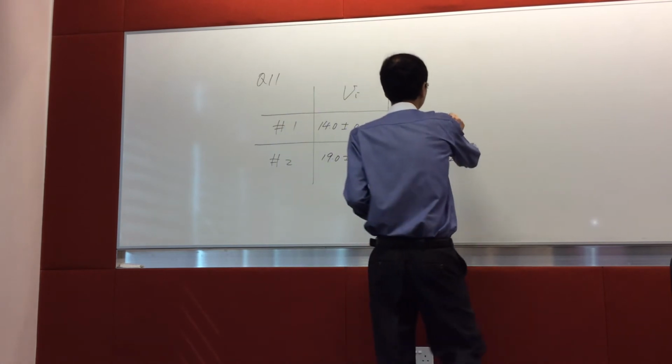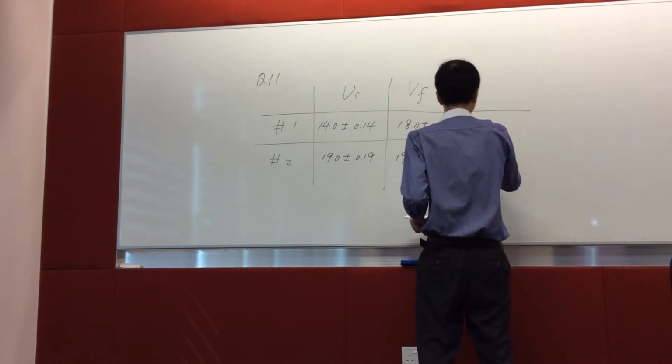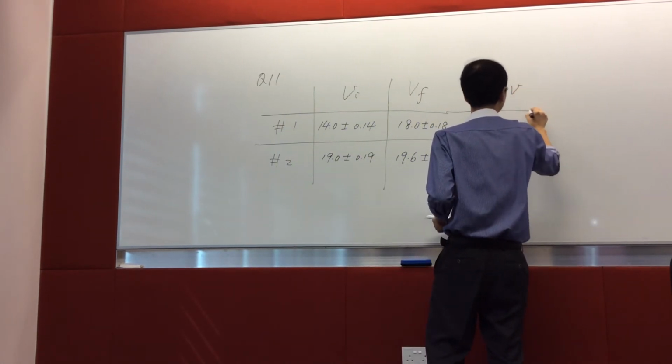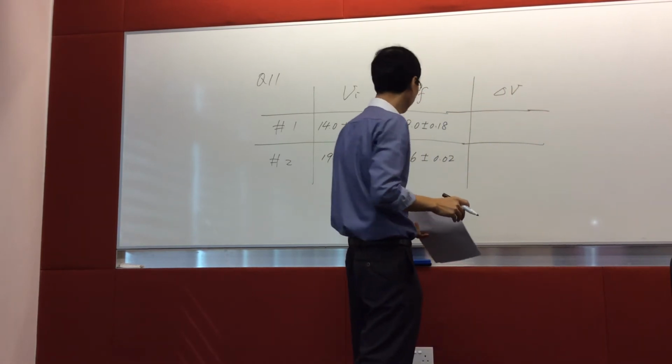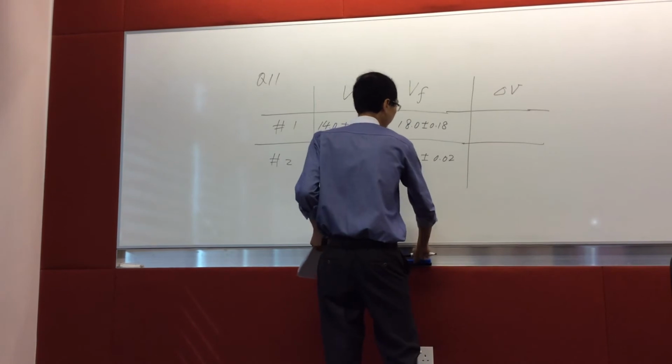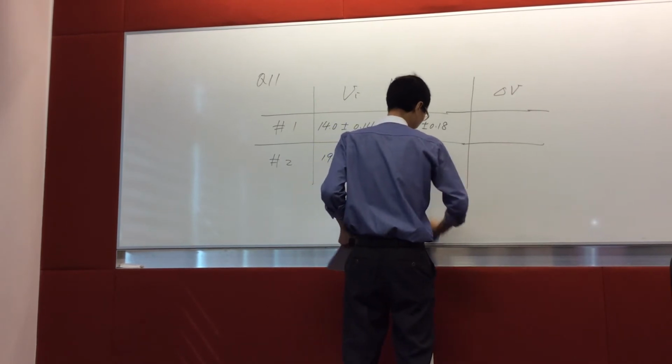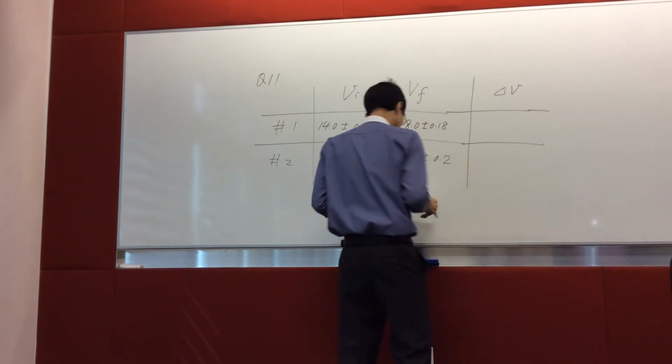Okay. Then how about the delta V? Huh? 0. Oh, sorry, 0.2. 0.2.